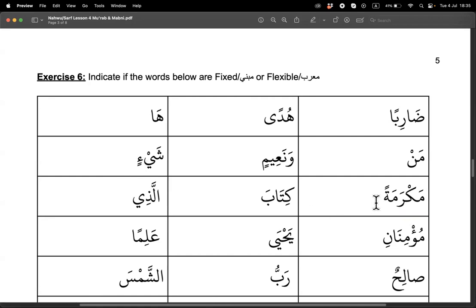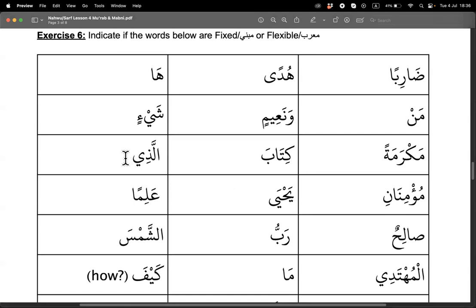Makromatan. Mu'rab. Kitabah. Is this word light or heavy? Can it be heavy? Yes. How do we make it heavy? Kitaban. Yes. So it can take a tanween. So once it can take a tanween, it means it's mu'rab. Exactly. Even though you cannot see it here because the word is light, you have to think about whether this word can have a tanween or not.